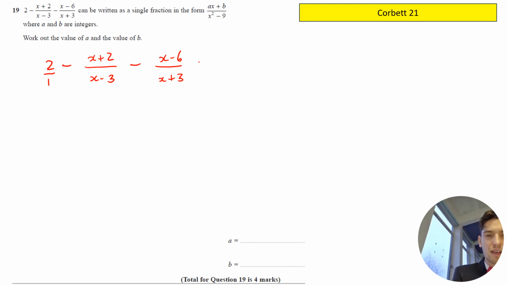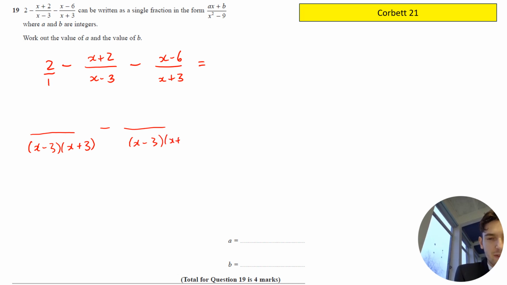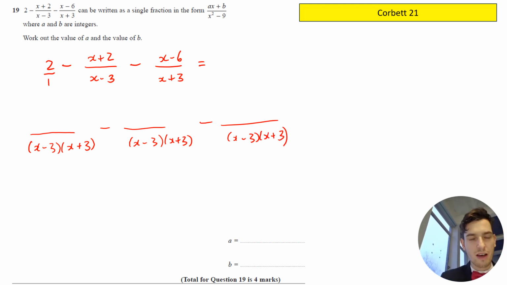So my first step, I think, is to work out my common denominator. And to do that, generally, what I do is I multiply together my terms, particularly if they're algebraic. So I think it's going to be x minus 3, x plus 3. So let me just write that out for all 3 of my terms. x minus 3, x plus 3. Great. So now I need to figure out what my numerators are. So the first one, I think it's just going to be 2 brackets x minus 3, x plus 3.